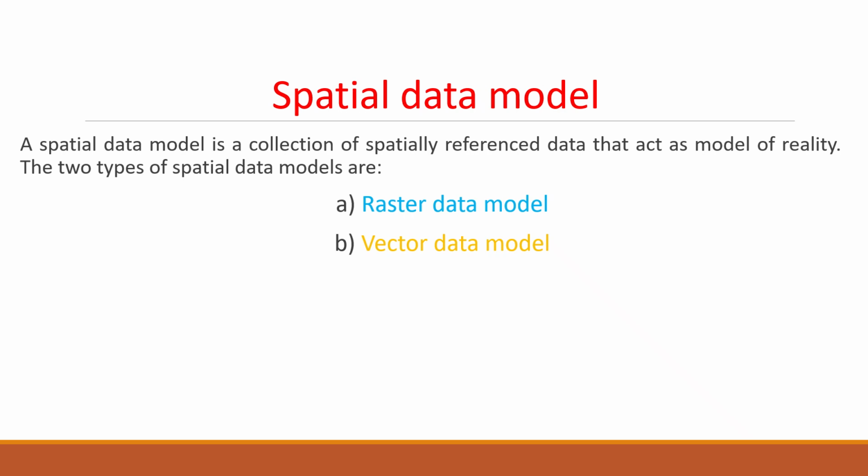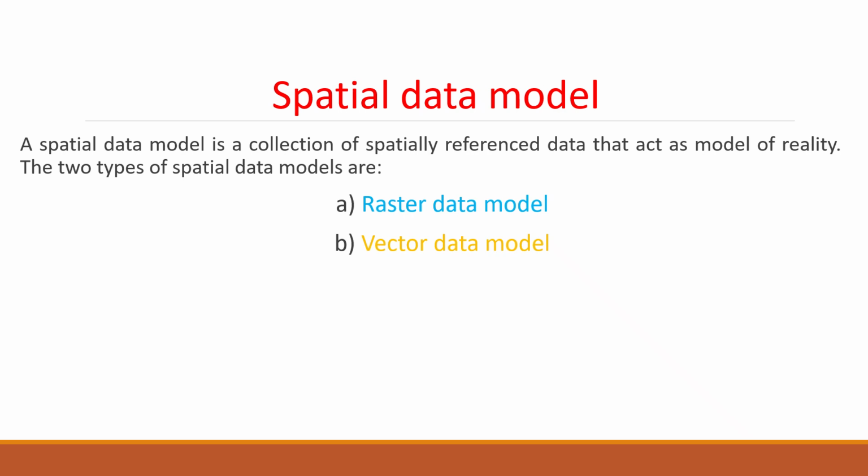The raster data model represents the world as a grid of cells or pixels. Each cell contains a value that represents information, such as elevation, temperature, or land cover. Raster is mainly used for continuous data, like satellite images or elevation models.